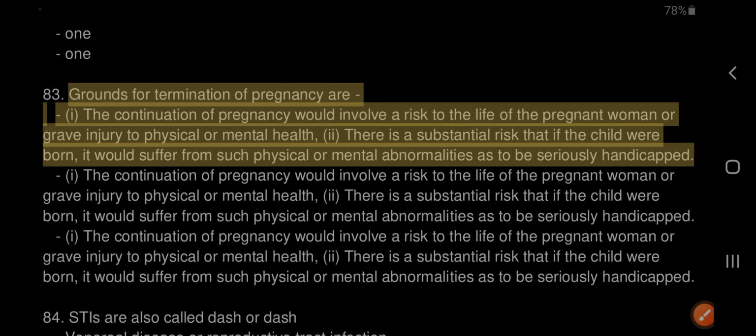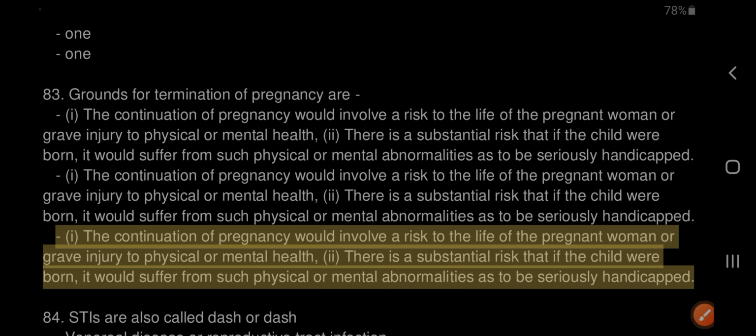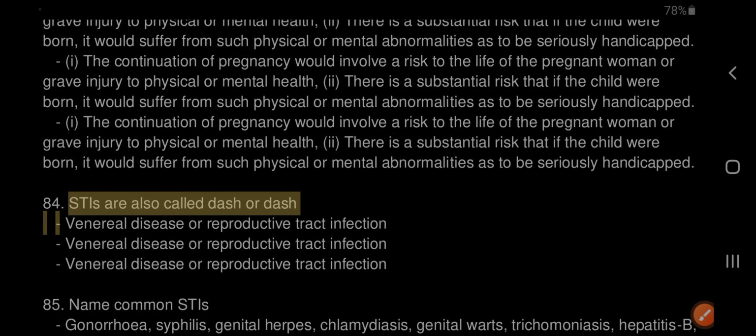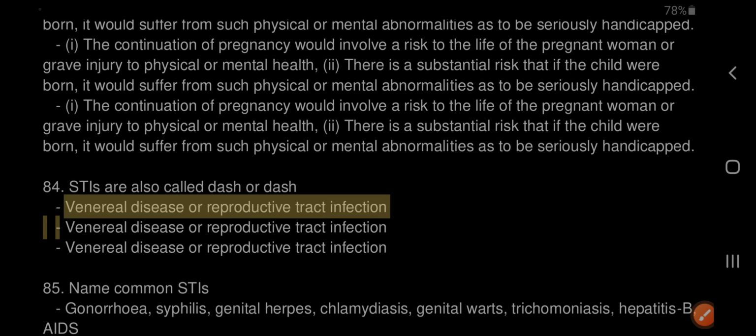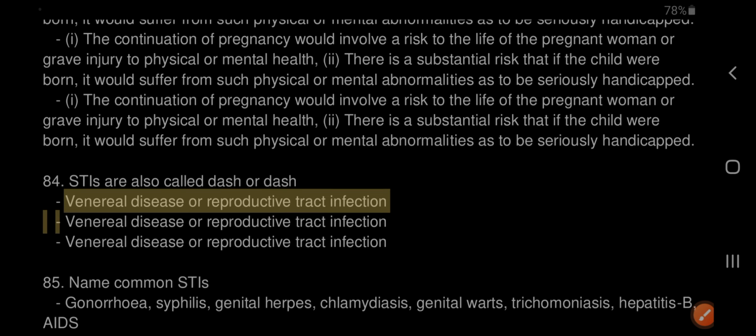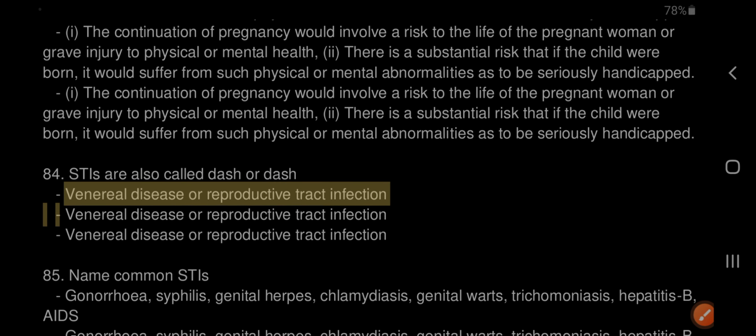84. STDs are also called dash or dash. Venereal disease, a reproductive tract infection.